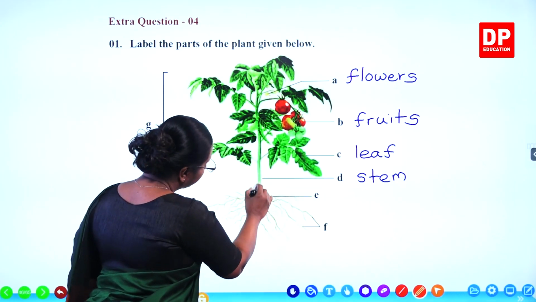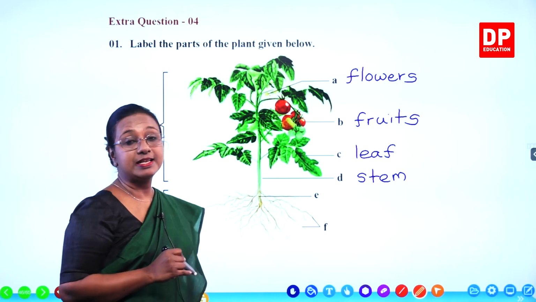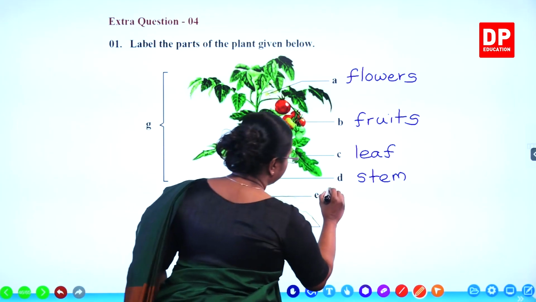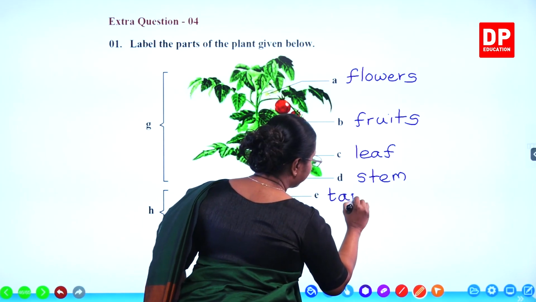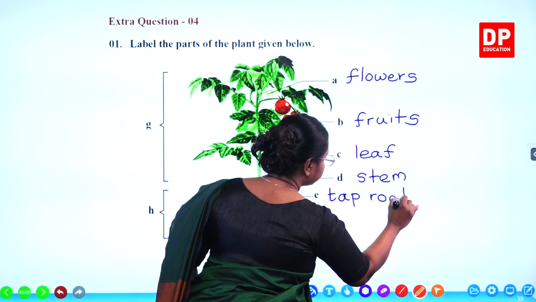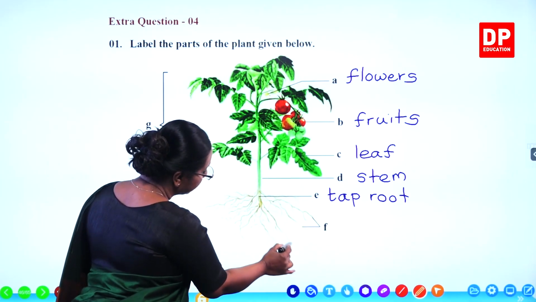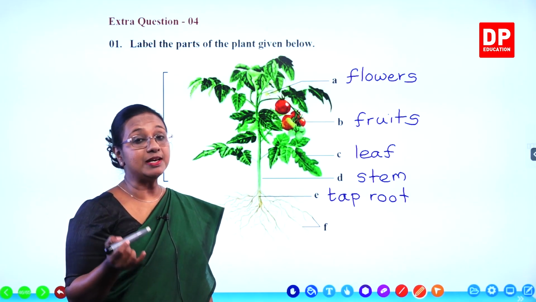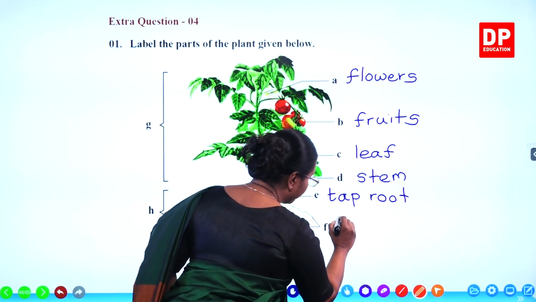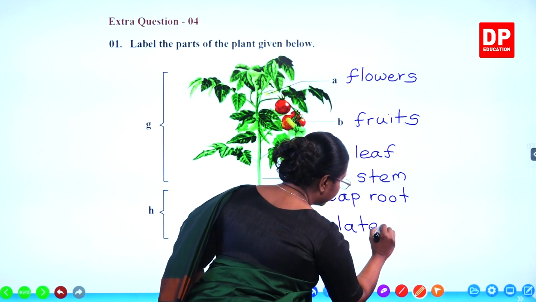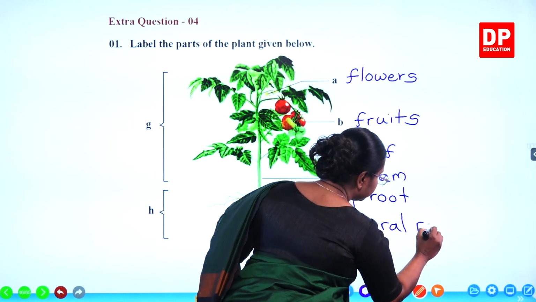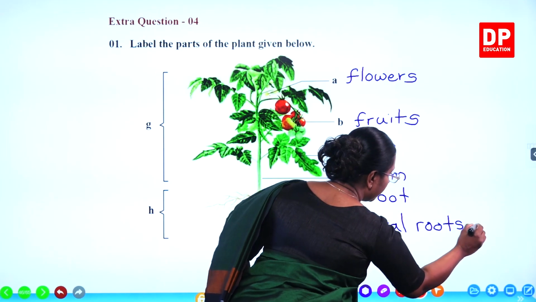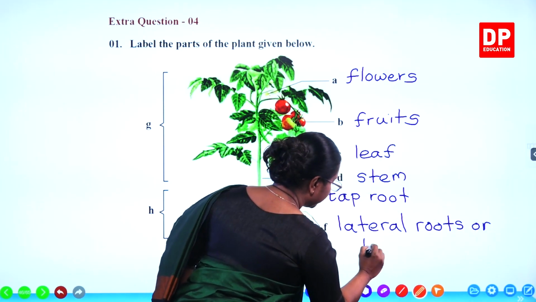And E, what is this main root? That is the tap root. So here it is the tap root. And what you get as F? Those are the branches, or you can call them the lateral roots. I'll write both the names, lateral roots, or you can say branches.